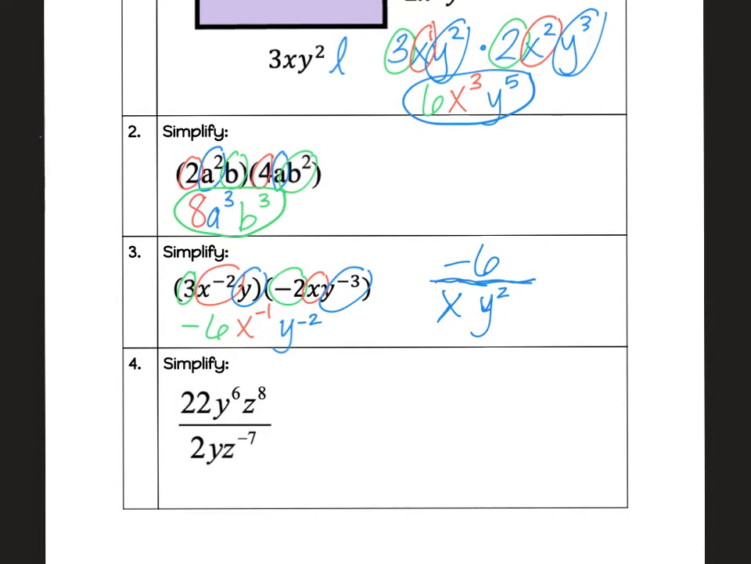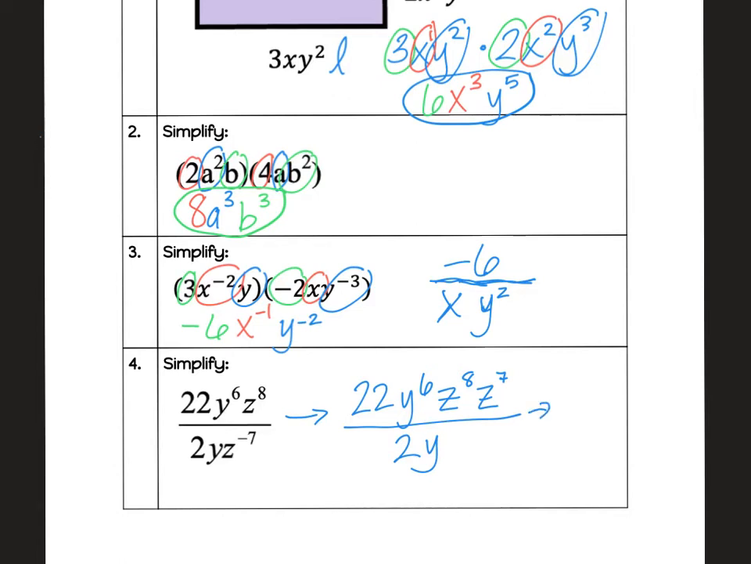Okay, so now we're going to work with number 4. And with number 4, we have a negative exponent in the denominator. So the first thing I want you to do, hopefully you did this, is you moved that z to the negative 7th to the numerator. So our new numerator should be 22 y to the 6th, z to the 8th, and then z to the positive 7th. And then in the denominator, you should have 2 and you should have y. Okay, let's clean this up a little bit.